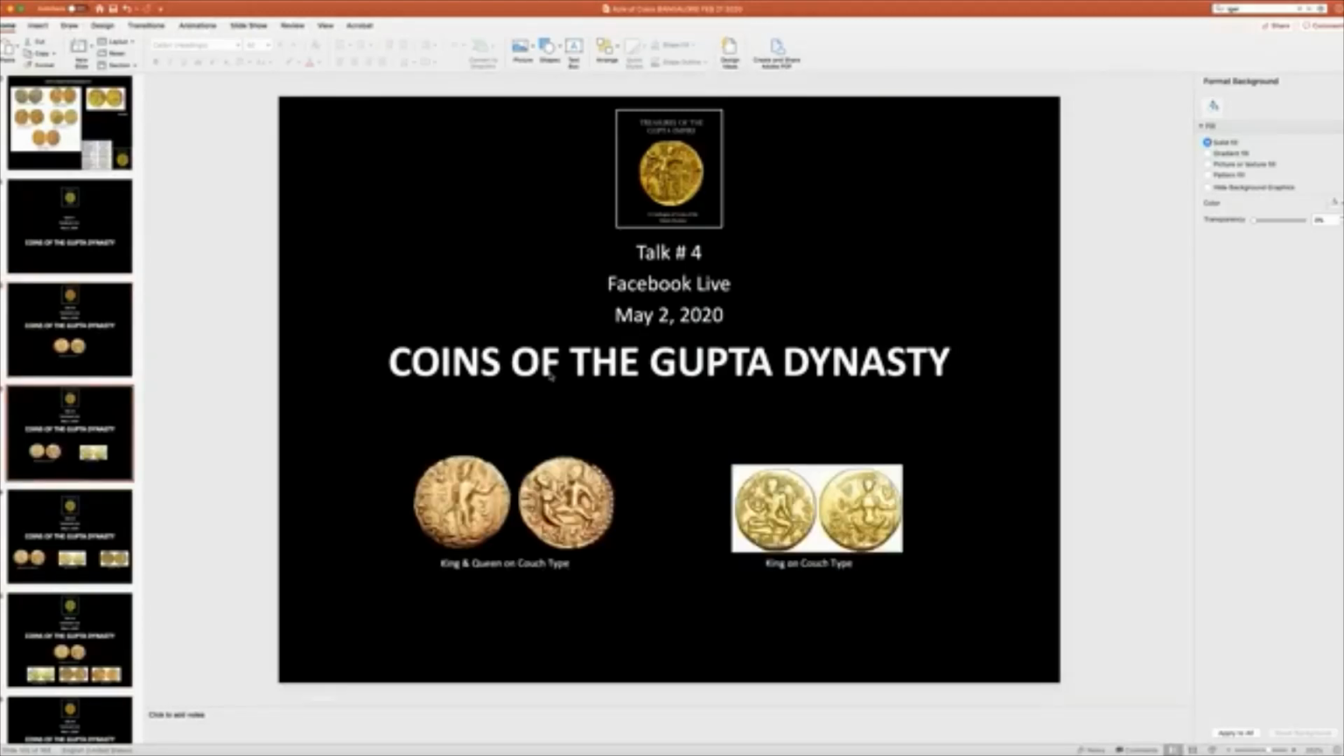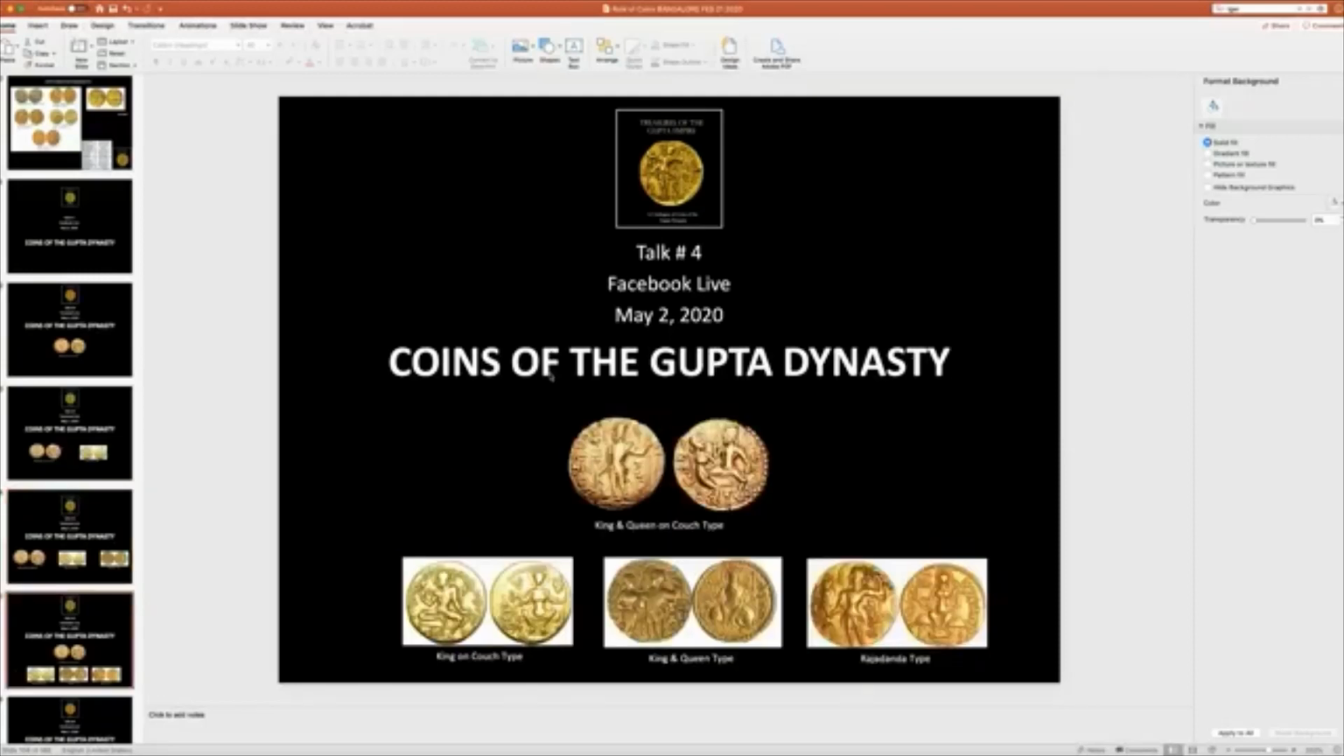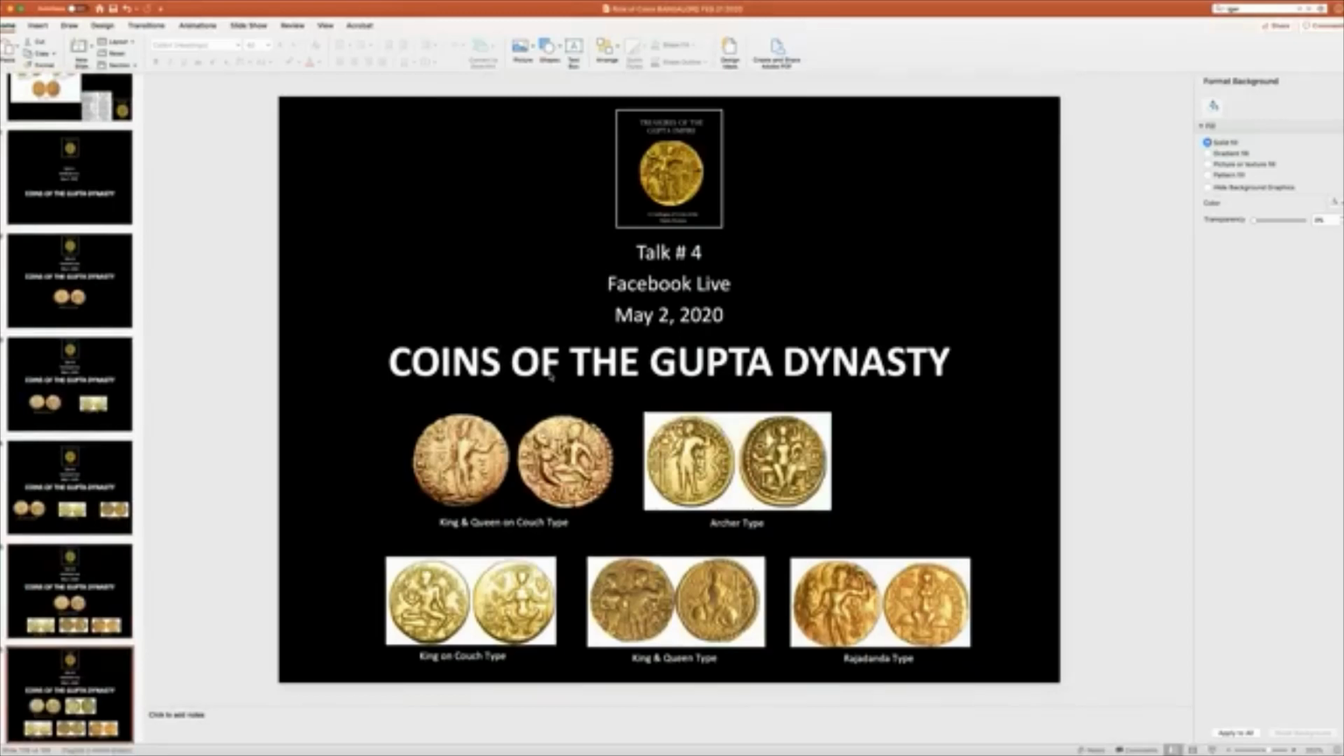The second coin type we discussed was the king on couch type, which is the second coin shown here. Next we discussed the king and queen type, the third coin type shown here. Then we went to the Rajdanda type, where the king was holding a scepter, a Rajdanda, in his hand. And finally, in the last talk, we discussed the archer type.